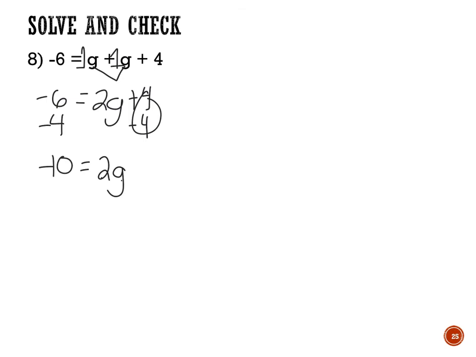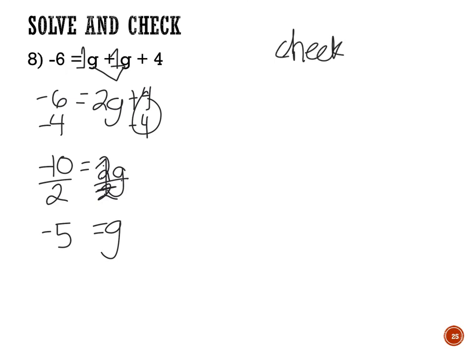Since 2 and g are being multiplied, I'm going to divide by 2 on both sides. 2 divided by 2 is 1. That leaves g. Negative 10 divided by 2 is negative 5. So negative 5 equals g. To check it, negative 6 equals negative 5 plus negative 5 plus 4.